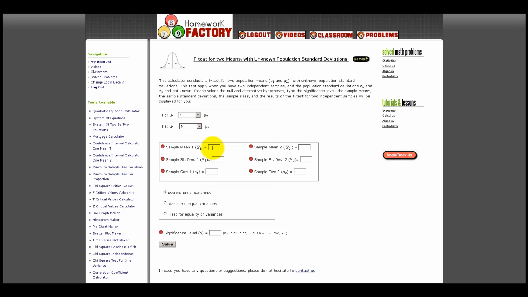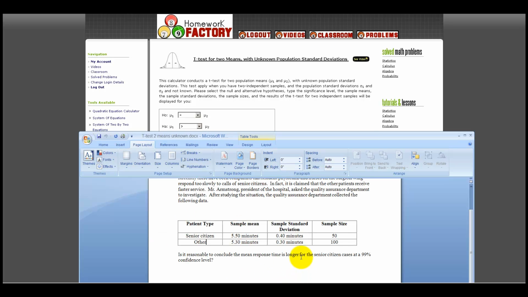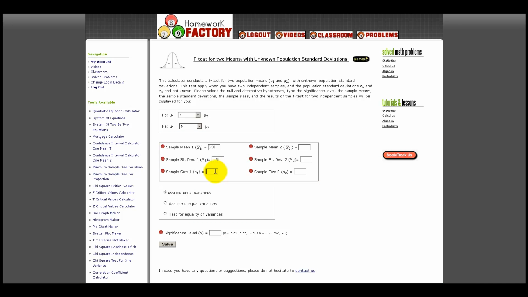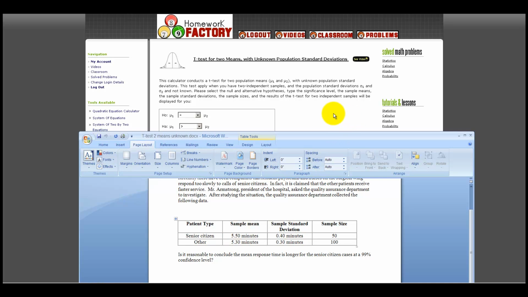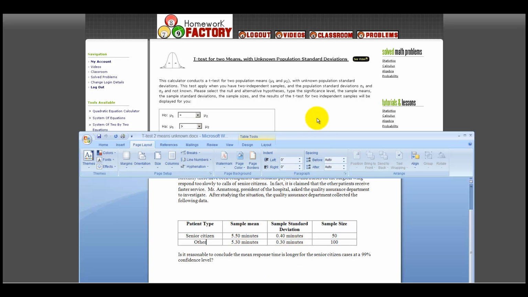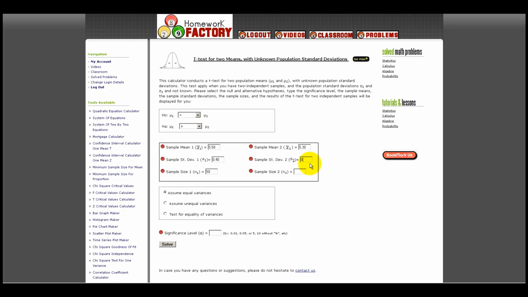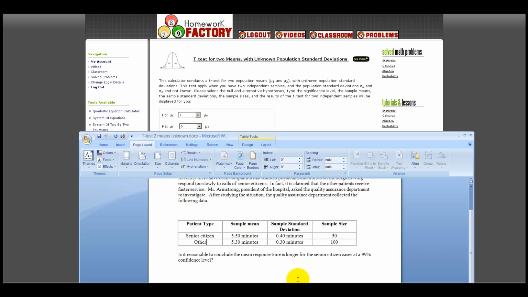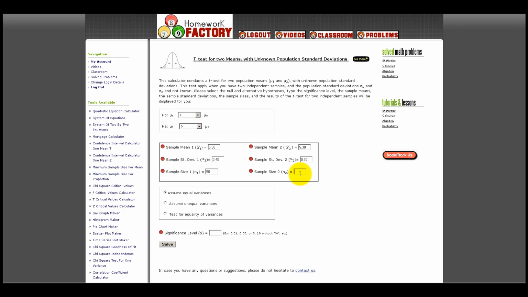Sample mean is 5.50 in this case, according to the problem. Sample standard deviation is 0.40, and then the sample size is 50. Now, for the second population, other, the sample mean is 5.30, the standard deviation is 0.30, and the sample size is 100.